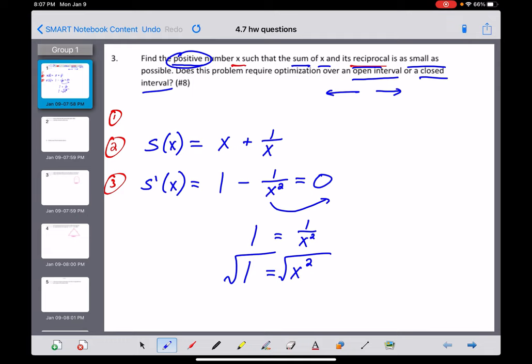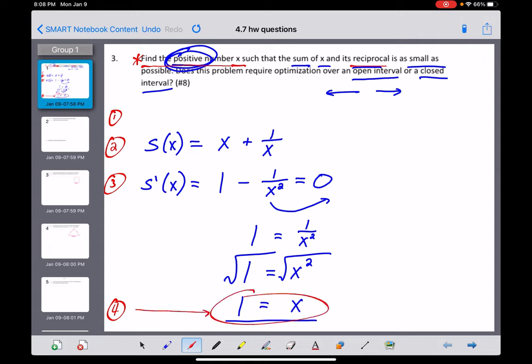We'll take the square root of both sides now, and normally we would get plus or minus 1 is equal to x, but they tell us right here x has to be a positive number. So I can forget about the negative case, and we'll just come up with this value right here of x is equal to 1. And now always, guys, step 4 is to answer the question that was asked. So if I go back and read this again, find the positive number x such that the sum of x and its reciprocal is as small as possible. I just found what that number was, guys. X is equal to 1. So that's the answer to the question.